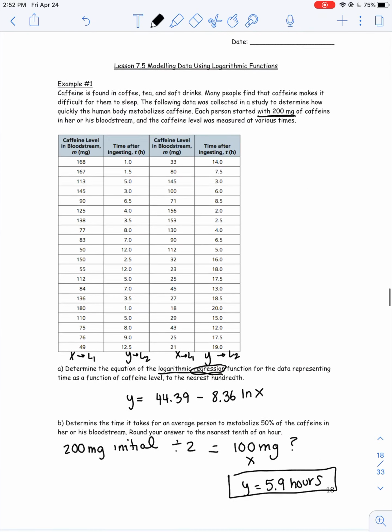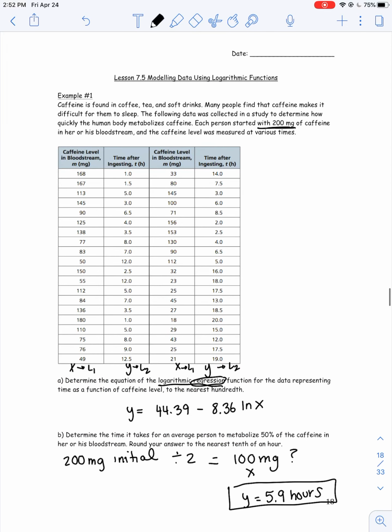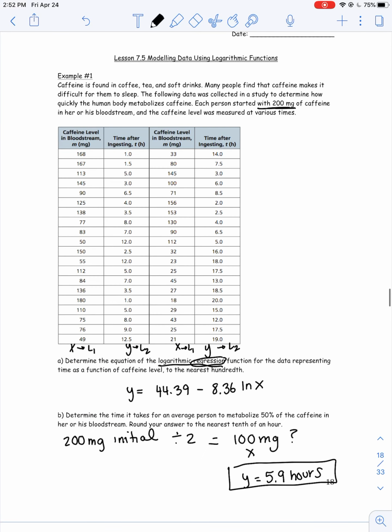So that is what you want to do in this lesson. It's similar to our 6.5 lesson or 6.4 lesson. All you want to do is use the right number. In this lesson, we're using number 9 for LN regression, logarithmic regression.